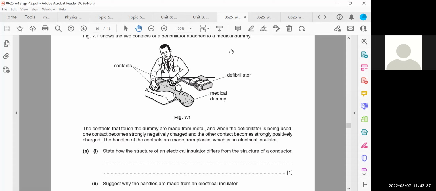Did you get my point, children? If the handles are not plastic, the doctor will be in the position of the dummy. Then apply this concept, children. The handle should be an electrical insulator, because when the charge is passed to the metals, it should not reach the handles.